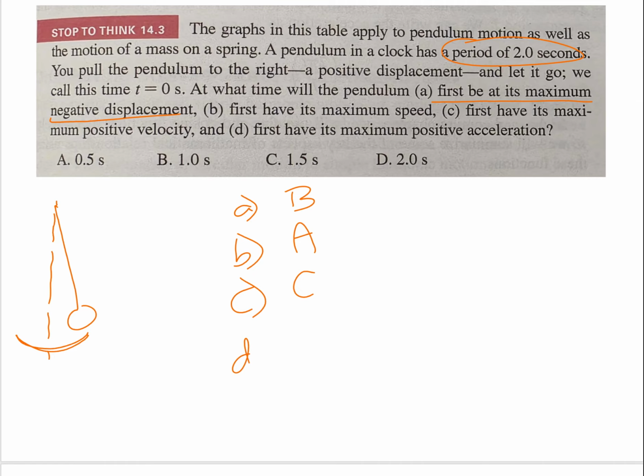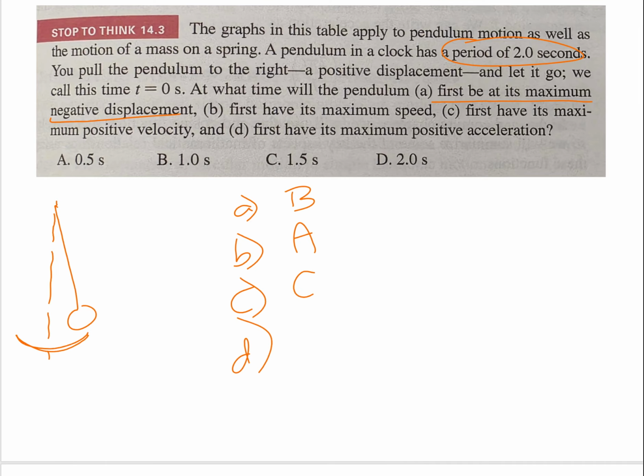And then part D, when will it first have its maximum positive acceleration? Tricky. First maximum. Okay, I think that would be at 1 second because it has moved. Now it's at its most negative position, and if I remember correctly, at that point it has a positive acceleration. The greatest positive acceleration because its displacement is the greatest. Okay, good. So yes, that's correct.